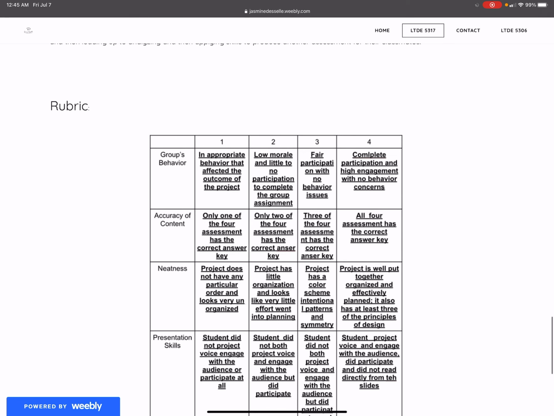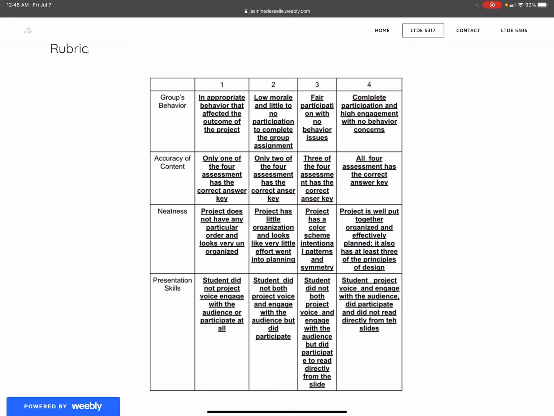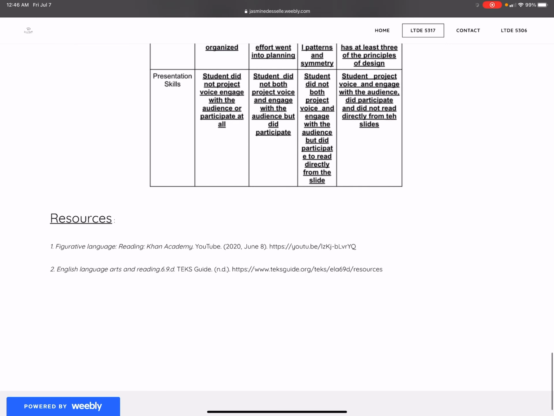And then here's my rubric. This rubric is actually for the presentation itself. And here are my resources.